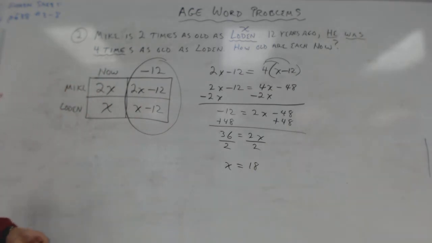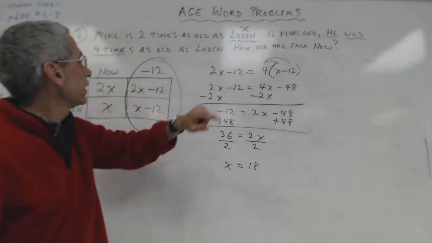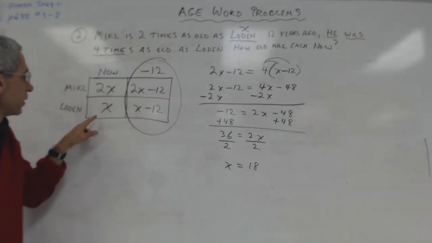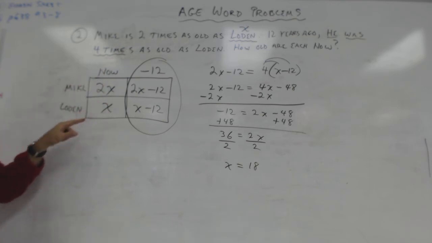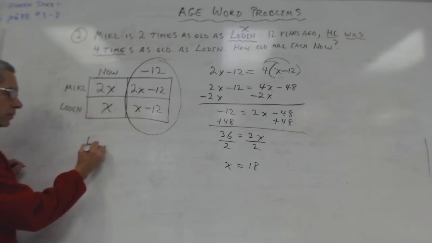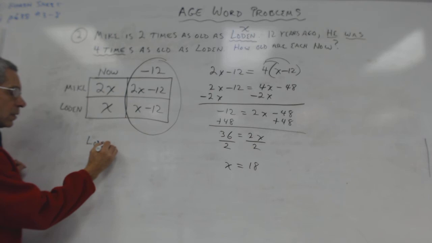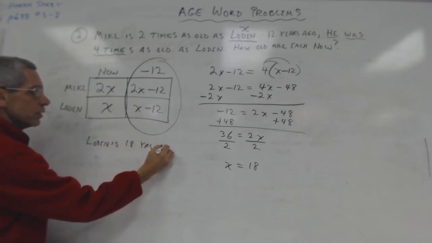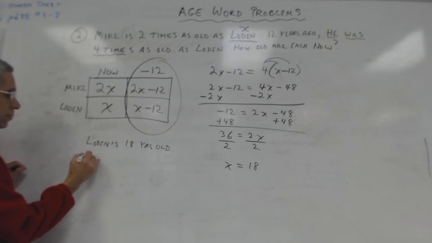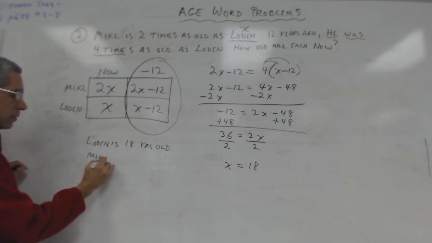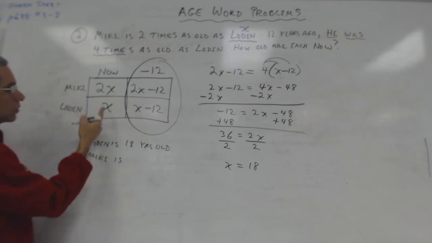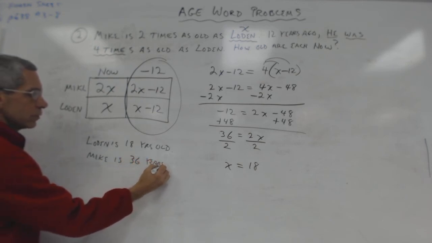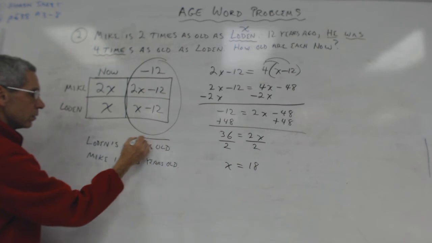Okay? So now, what's the question? How old are each now? Well, I know x is 18. London is x right now. Therefore, London is 18 years old. And Mike is what? 36. 2 times 18, which is 36 years old. Why do you write 36 over 2 though? I don't get that.